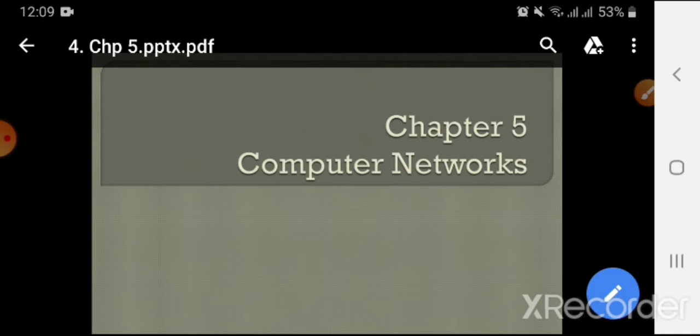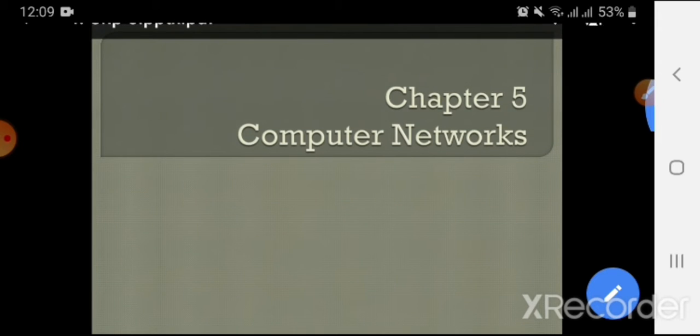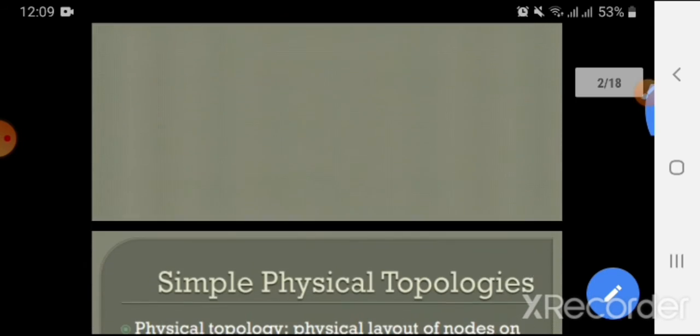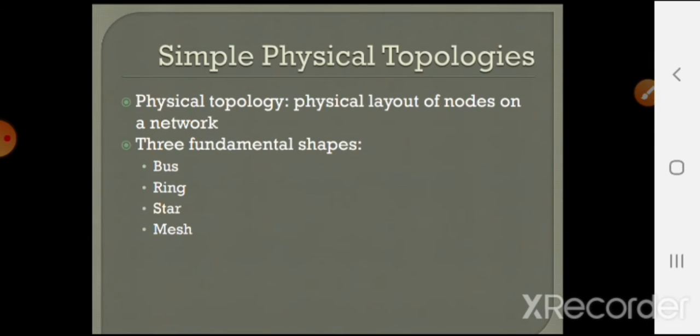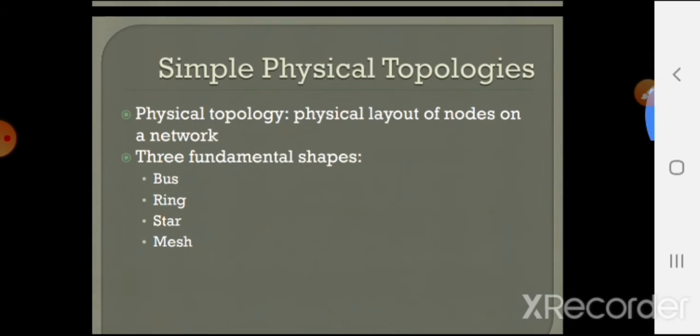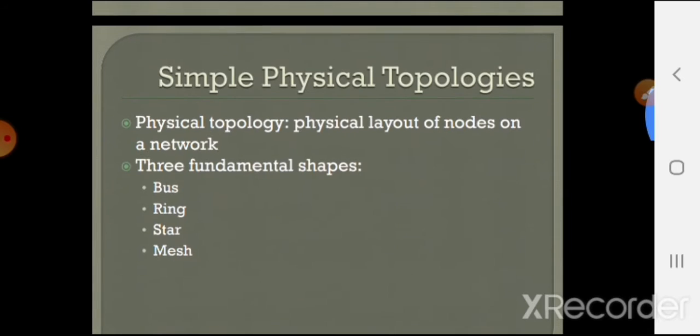As we all know, we are discussing chapter number 5, which is about computer networks. Till now we have covered the first portion of the chapter. From today we are going to start the second half of the chapter, which is about physical topologies or the physical layout of a network. First of all, we have to understand what a topology is.